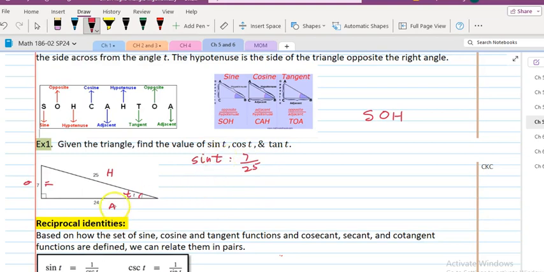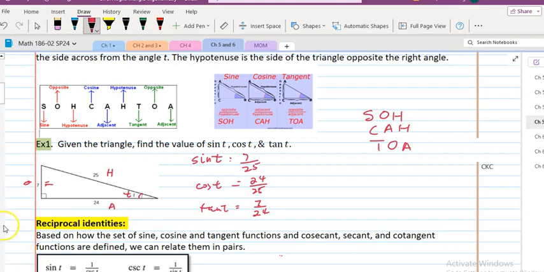So my input is this angle and my output is 7 over 25. Cosine T would be adjacent, CAH, over hypotenuse. Adjacent is 24, and hypotenuse I know is 25. Tangent T is TOA, so it's opposite over adjacent. Opposite to the angle is 7. Adjacent to the angle is 24. There I have the definition of sine, cosine, and tangent according to this right triangle.